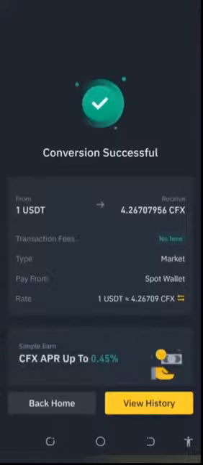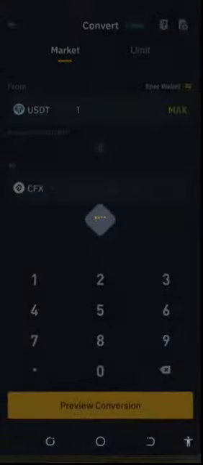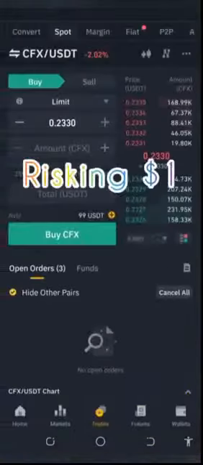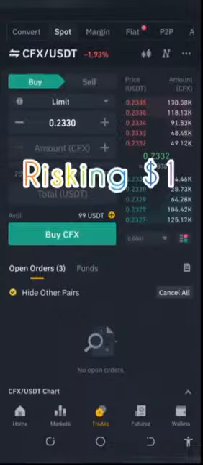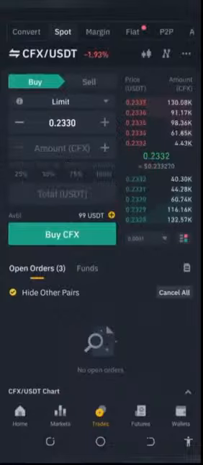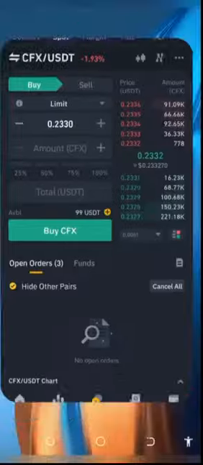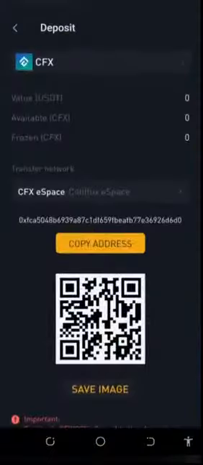So what do we have? We've got 4.26 CFX. Okay. Let's go ahead and do this. We're just risking $1. That's fine. So we have $99 left. Next is that we have to go and get the withdrawal address. So it's currently CFX e-space. So we're just testing this out. If this works, keep your fingers crossed. If this works, we're coming back to do this trade live.